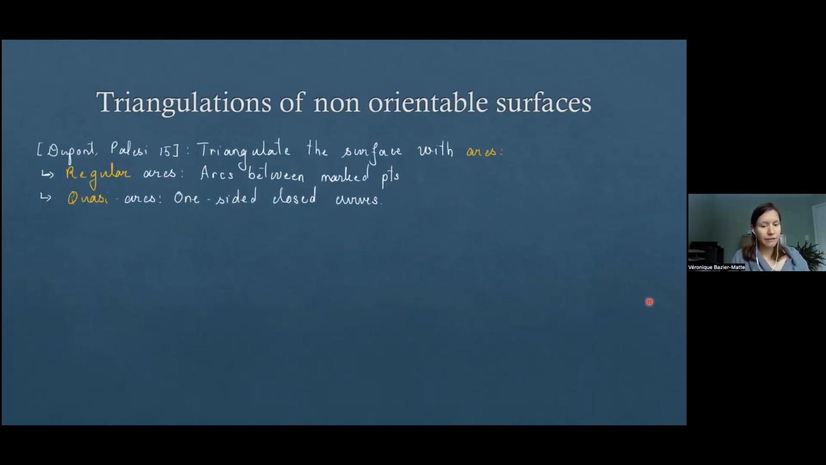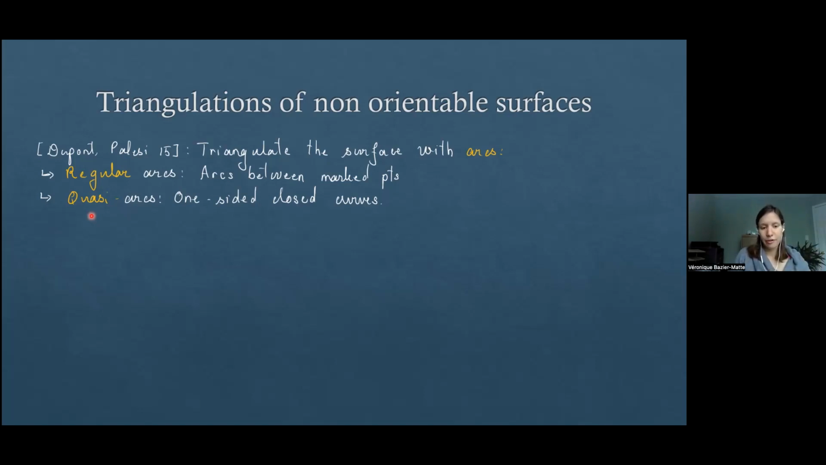In 2015, Dupont and Palesi defined quasi-cluster algebras, which are a generalization of cluster algebras, but arising from non-orientable surfaces as well as orientable surfaces. The idea is to triangulate a surface, orientable or not, with arcs, and we'll have two kinds of arcs. We'll have regular arcs as we know them from the orientable case, just arcs between mark points, and we'll have what we call quasi-arcs, which are one-sided closed curves.